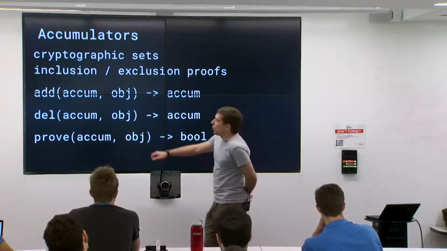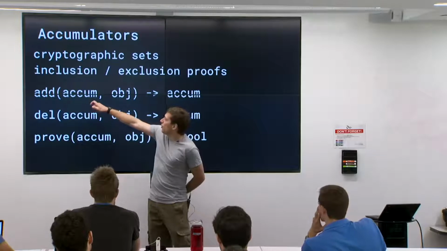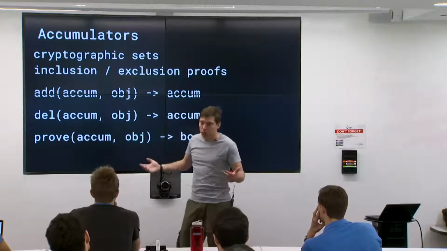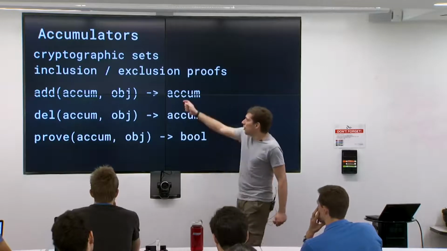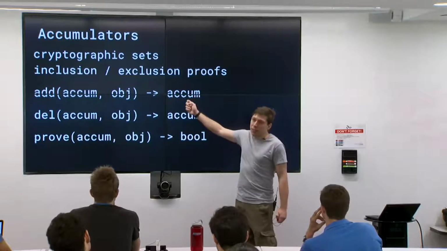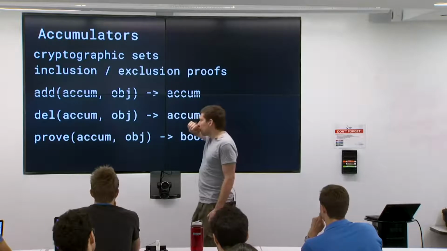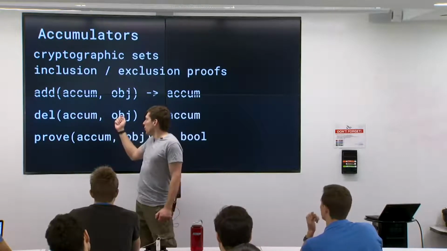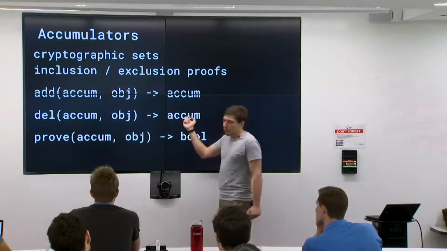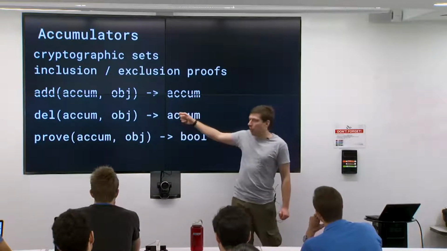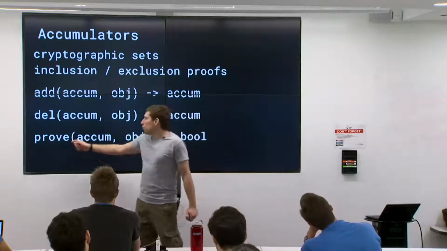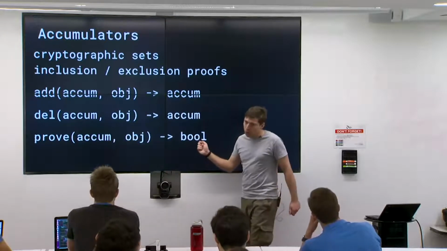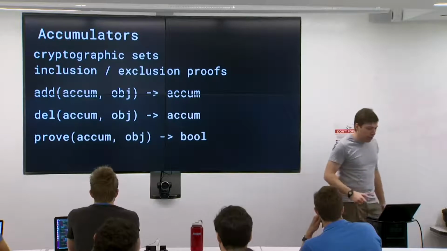So the idea is you take an accumulator and you add an object to it. In general, objects are going to be strings of bytes or just numbers, right? And then it spits out a new accumulator. Essentially, it modifies the accumulator in place. If you delete, you say, okay, I've got an accumulator and I want to delete this object. It'll modify in place and return a different accumulator. And then maybe I want to prove that this object is in this accumulator, and it will return a Boolean. Like, yep, that worked, or no, it didn't.